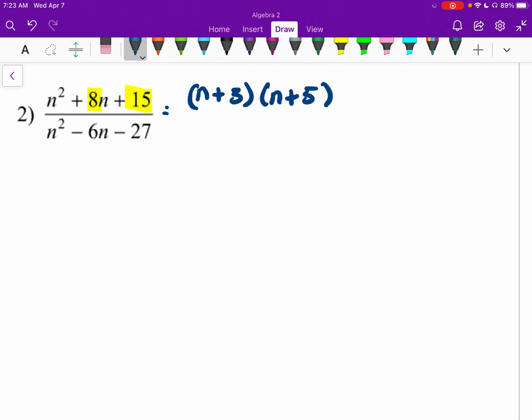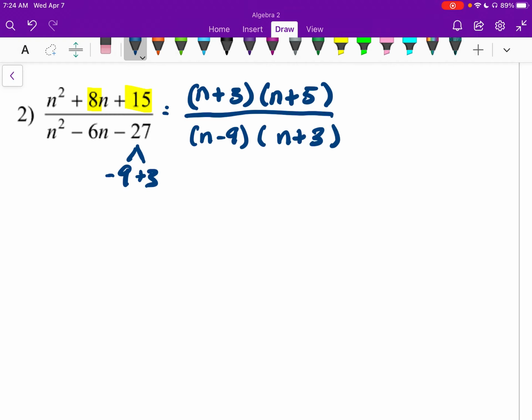All right, now for the bottom, factors of 27. 9 and 3, I think, are some. 9 and 3. We want to get a negative 6, so how about a negative 9 and a positive 3? That'll give us a negative 6. So we could say, well, this is going to be n minus 9, n plus 3.